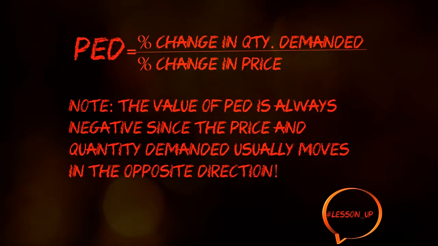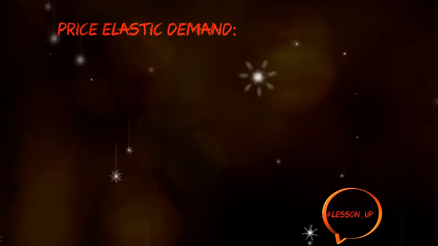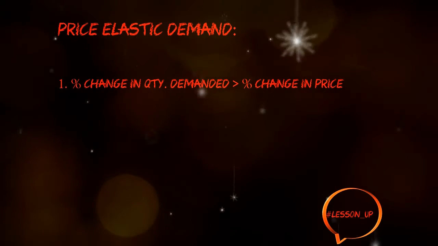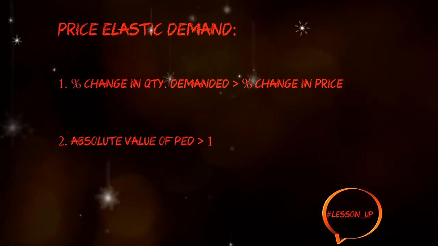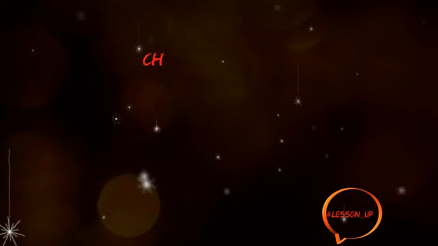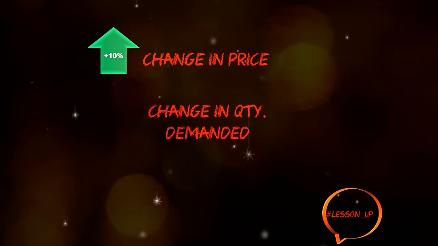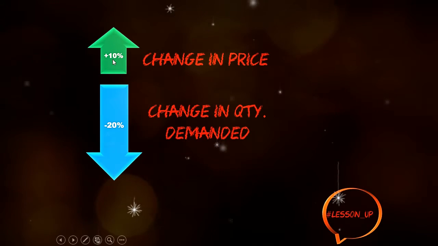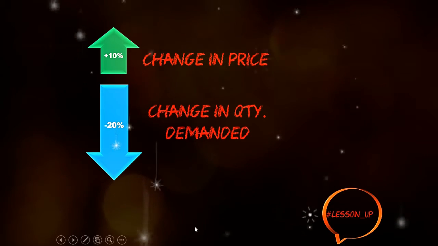So now that we're clear about what price elasticity of demand actually measures, let's look at when we call a product to have price elastic demand. Two simple rules to remember here. Firstly, the percentage change in quantity demanded will be greater than the percentage change in price. And secondly, the absolute value of PED will be greater than 1. Let's take a hypothetical case to illustrate this. Let's say the product's price increases by 10%, and as a result its quantity demanded falls by 20%. As you can see, a small change in price is causing a significantly larger change in quantity demanded. That is when you call a product to have price elastic demand.